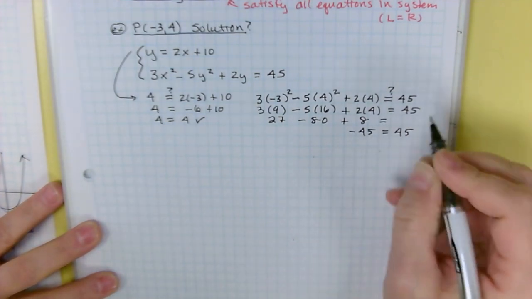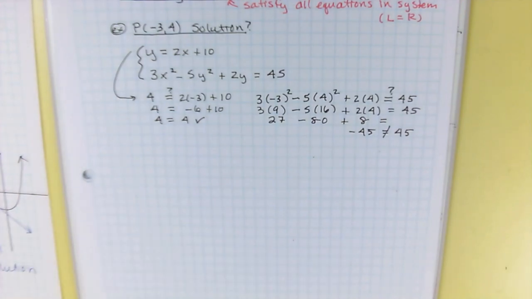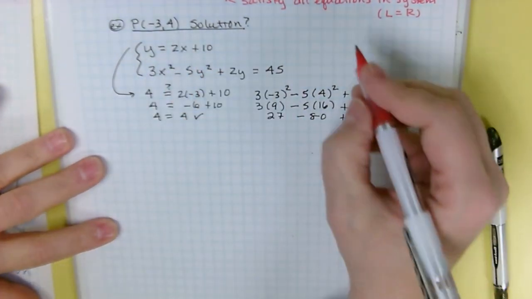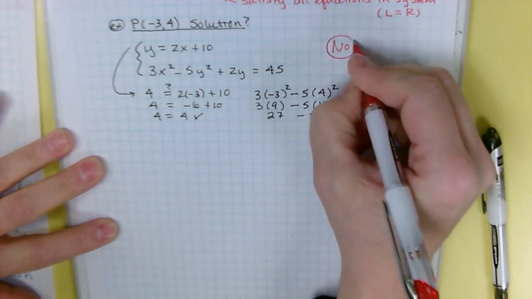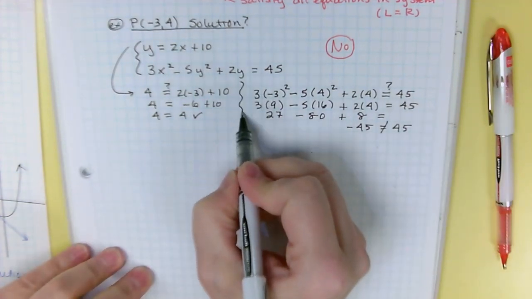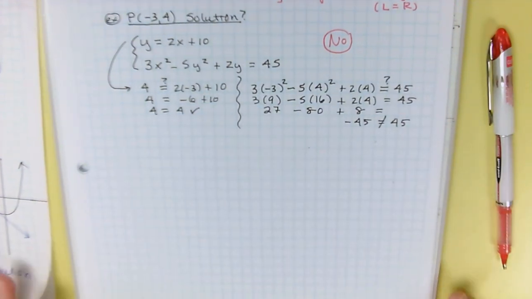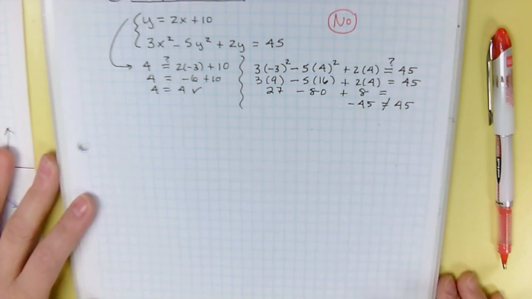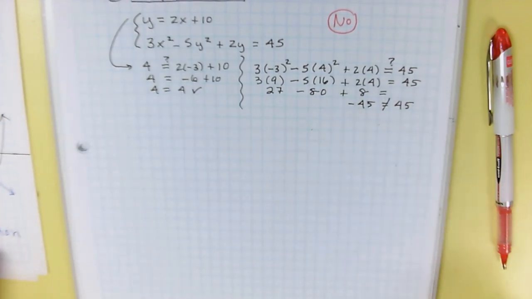Well, -45 is not equal to 45. So the answer to the question, is this the solution, is no. It didn't work in the second equation of the system. So that's how you check a solution, which is pretty much like we always check solutions. You just have to be a lot more suspicious when you have a variety of equations.